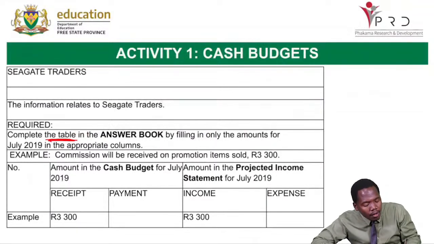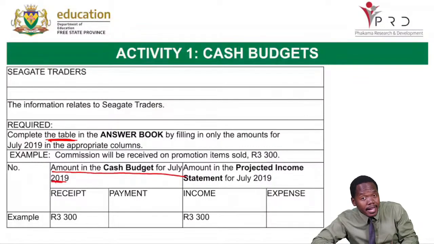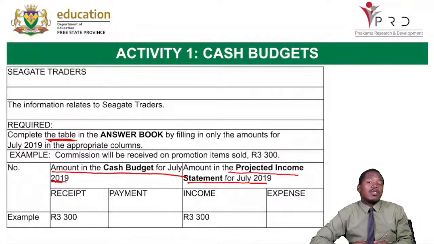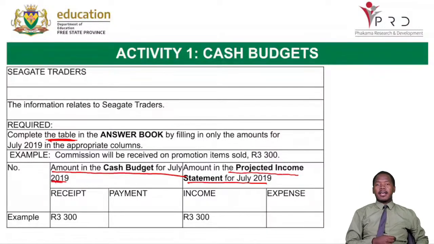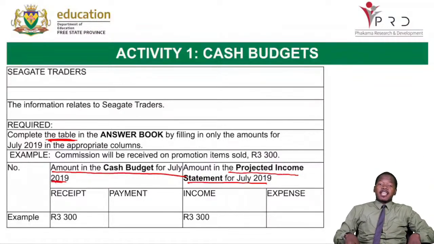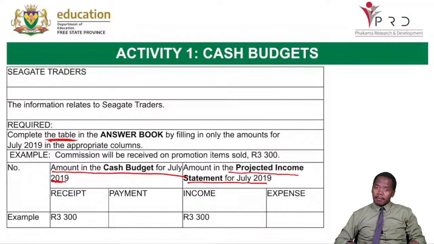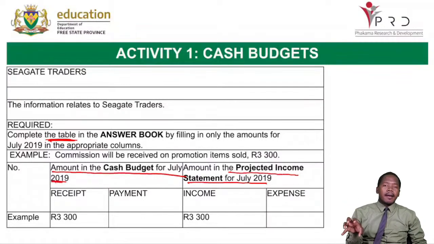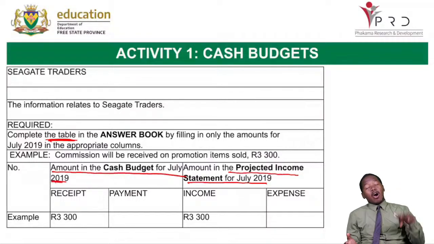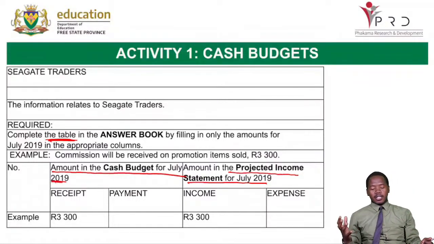So we are only doing for the month of what? July. Let's check the heading. It says amount to be recorded in the cash budget for July. On the other hand, it says amount to be recorded in the projected income statement for July. So we are dealing with only 1 month. But there will be amounts that are part of the cash budget, also part of the projected income statement. Some items are only part of the projected income statement, just like the bad debts. Some items are only part of the cash budget, not the projected.